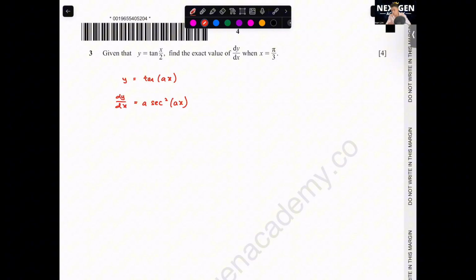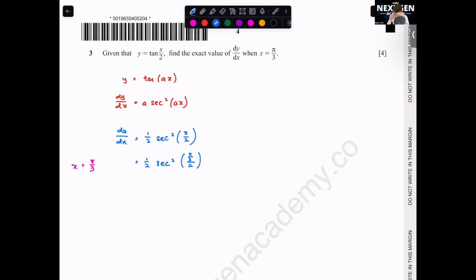Okay, in short, actually you don't have to understand this. If you really don't know, just remember it's chain rule. Differentiate inside, you multiply, then you differentiate outside. Tangent will become secant square. So y equals tangent x over 2 will become dy over dx equals 1 over 2 secant square x over 2. Then they want you to find when x equals pi over 3. So when x equals pi over 3, this will be secant square of pi over 3 over 2.